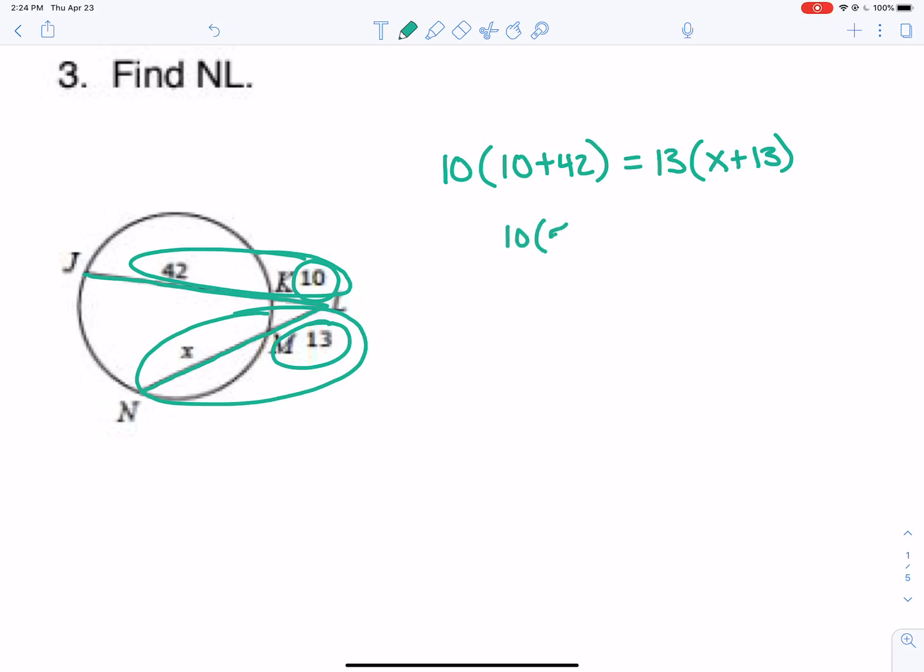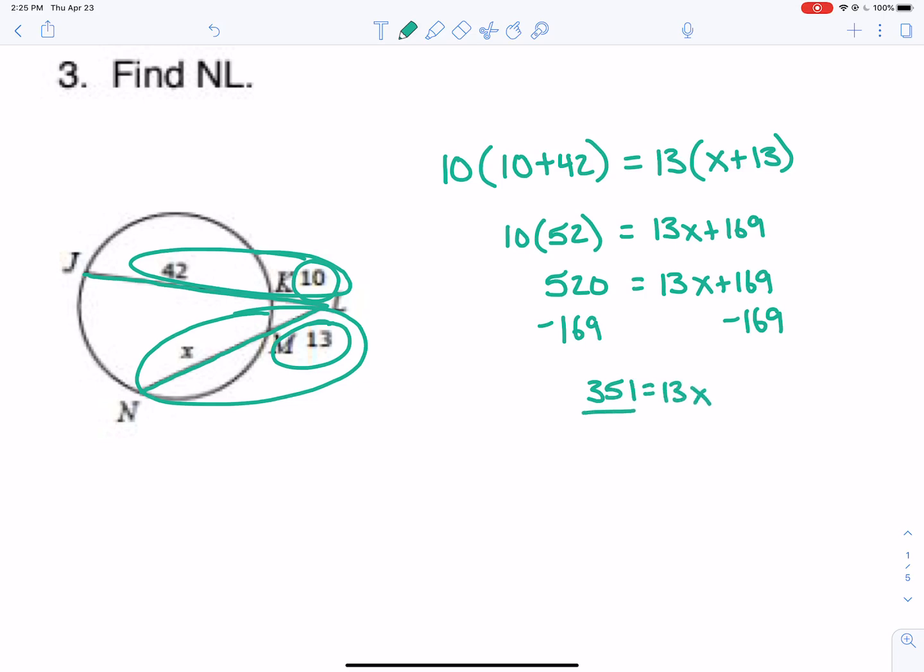So we get 10 times 52, which is 520 on that side. And then we get 13x plus 169. We can just finish solving for x. Let's subtract the 169, and we get 351 equals 13x. Then divide both sides by 13, and we end up with x is equal to 27.